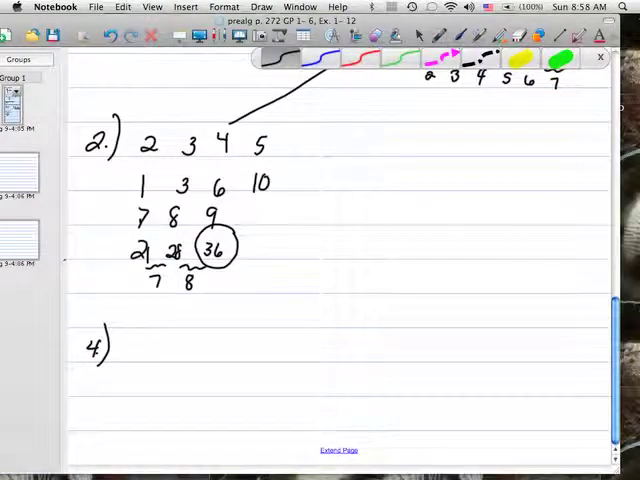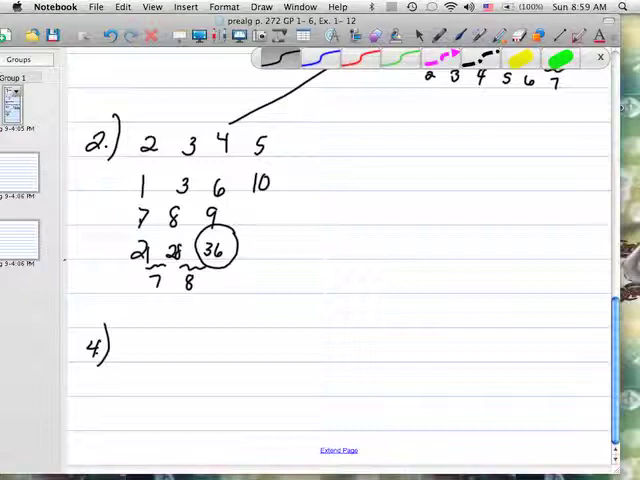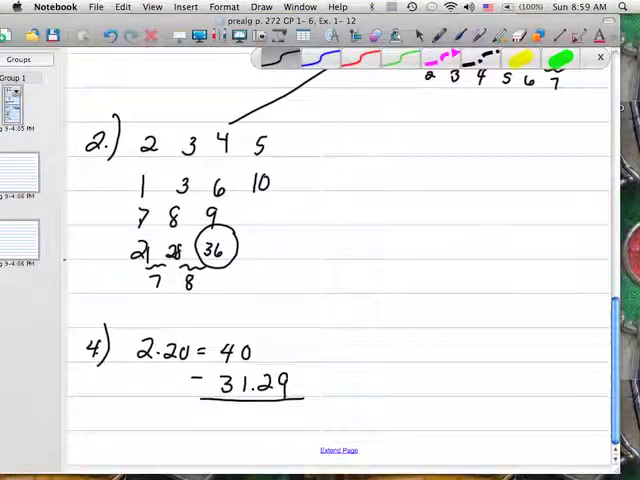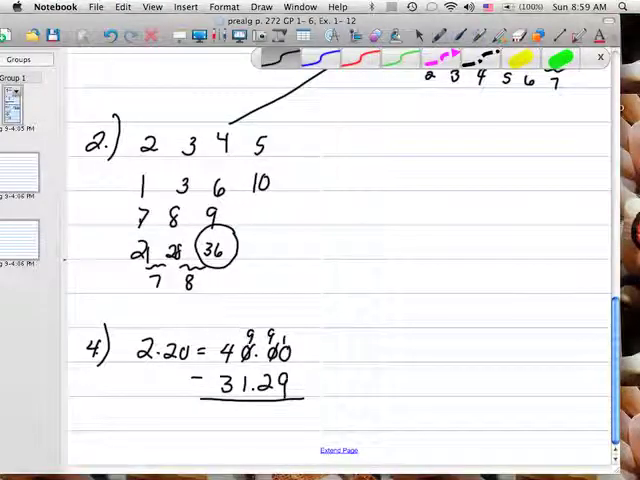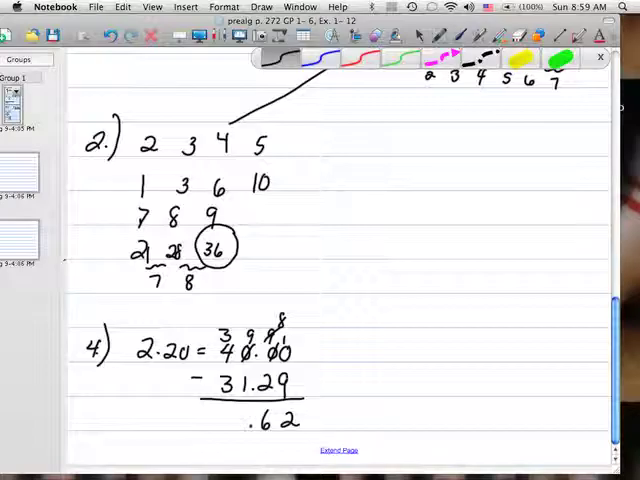Number 4. Jennifer Nigg bought a bicycle helmet that cost $31.29. She gave the clerk two $20 bills, which totals $40. How much change did she receive? So if I take 2 times 20, which is the $40, and then subtract the $31.29, we get our answer. So subtracting 9 from 11 is 2, that's going to be 8. That'll be 6.